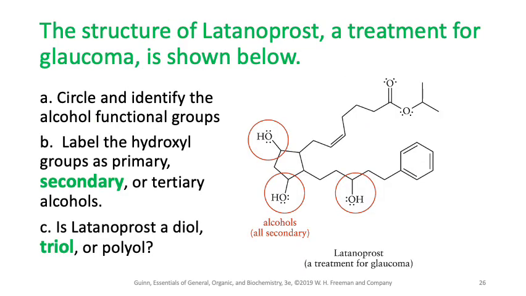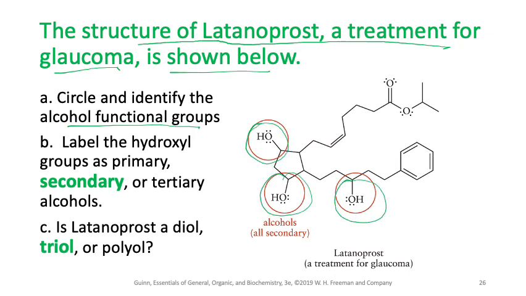So let's take one problem on this. The structure of latanoprost, a treatment for glaucoma, is shown below. So this is the structure and you have to answer these A, B, C. Circle and identify the alcoholic functional groups. So we have this 1, 2, 3. Label the hydroxyl groups as primary, secondary or tertiary. So let's figure it out.